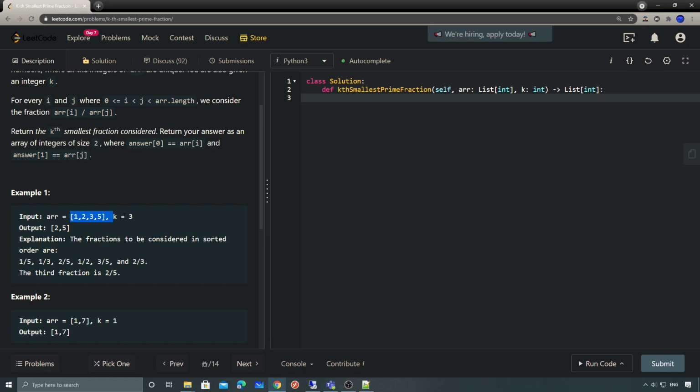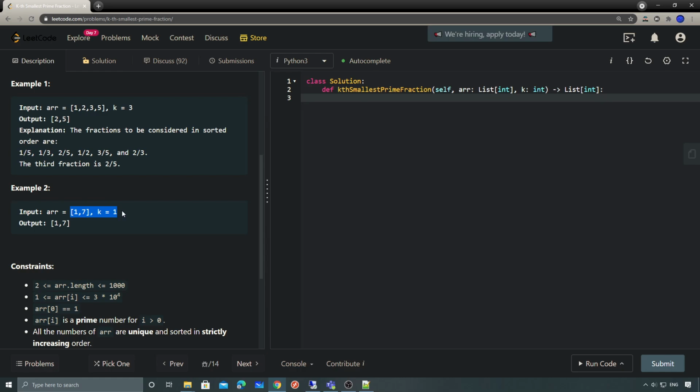So we have example one here. We have four numbers: 1, 2, 3, 5, where 2, 3, 5 are the prime numbers. The output is 2 and 5, because for all the fractions, we have 1/5, 1/3, and so on, and we sort them. 2 divided by 5 is the third smallest fraction among all the fractions.